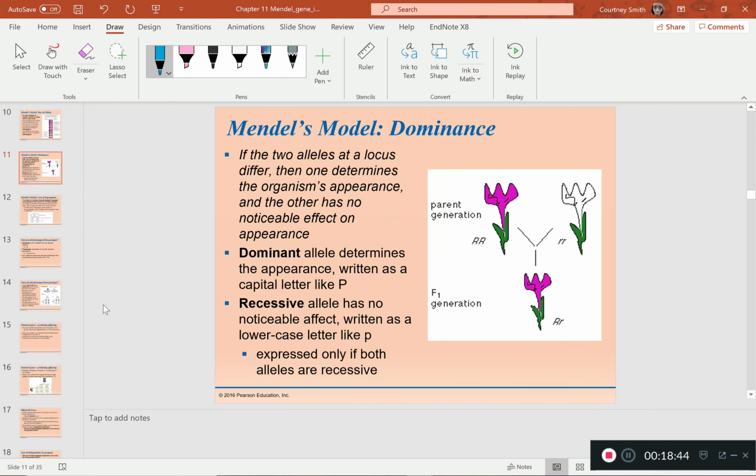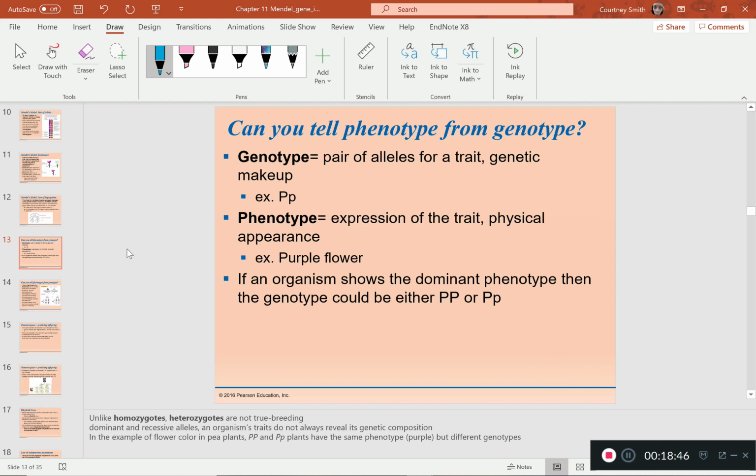Okay, and then genotype and phenotype. So genotype is actually genetically what you are made of. So this is PP. Whereas phenotype is actually physically how you look. So if we have a capital P and a lowercase p, we are going to have a presentation of a purple flower.